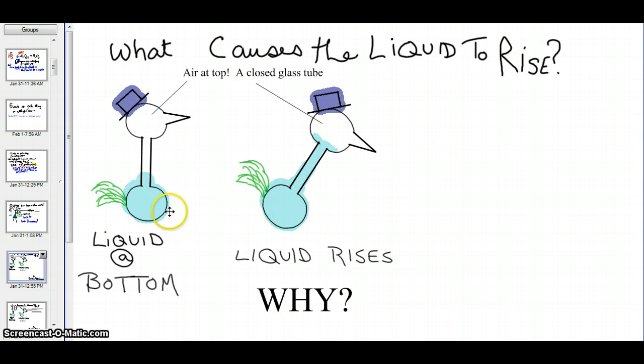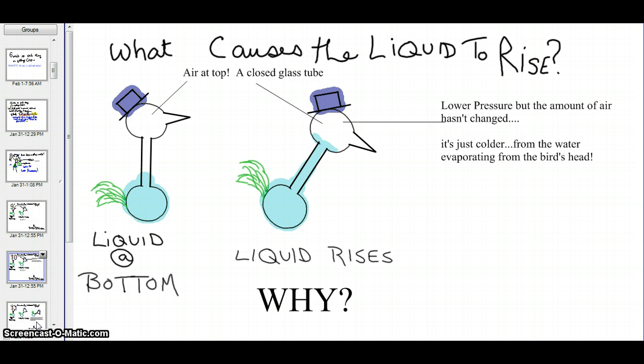It's a difference in pressure that causes the liquid to rise up the drinking bird. But in this case, the difference in pressure is not because we've changed the amount of air in this bird, because it's a closed system. This whole glass tube of the bird is entirely sealed. And so it's because the bird's head is wet. Why is it wet? Because he's drinking water. And what does a wet head do? Changes the temperature. Why? Because the water's evaporating.